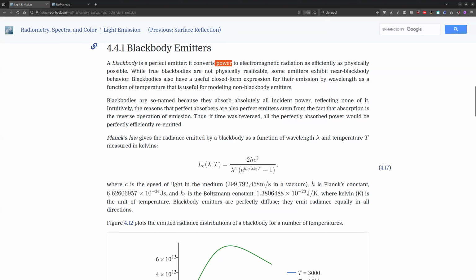Still converts power to electromagnetic radiation as efficiently as physically possible. Huh, I've not heard of black body emitters being perfectly efficient, or being something close to it. But I guess that kind of depends on the frame of reference for what you're talking about with efficiency.